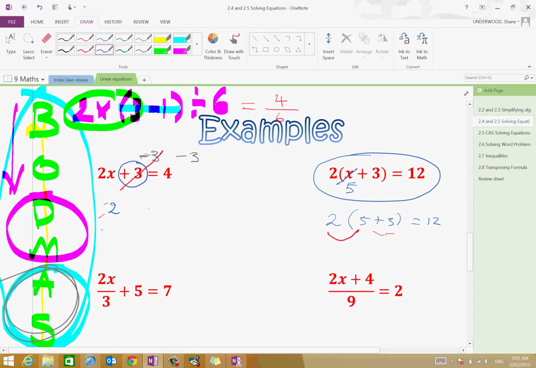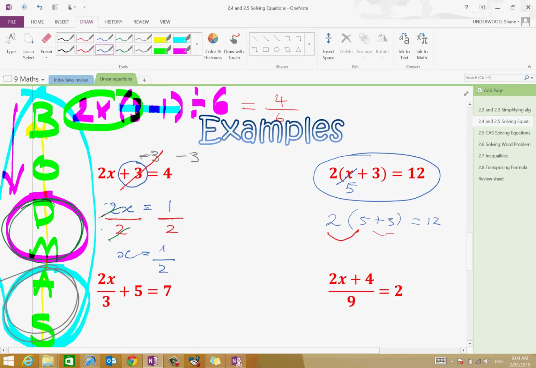It's not going to take long, but we've got 2x is equal to, well, the 3 take away 3 is 0. So we've got 4 take away 3, which is 1. And then what we're going to do is divide this side by 2, divide this side by 2, because we're looking at multiplication and division. The opposite to times 2 is divide by 2. So they're going to cancel each other out, and we've now solved for x. X is equal to 1/2.